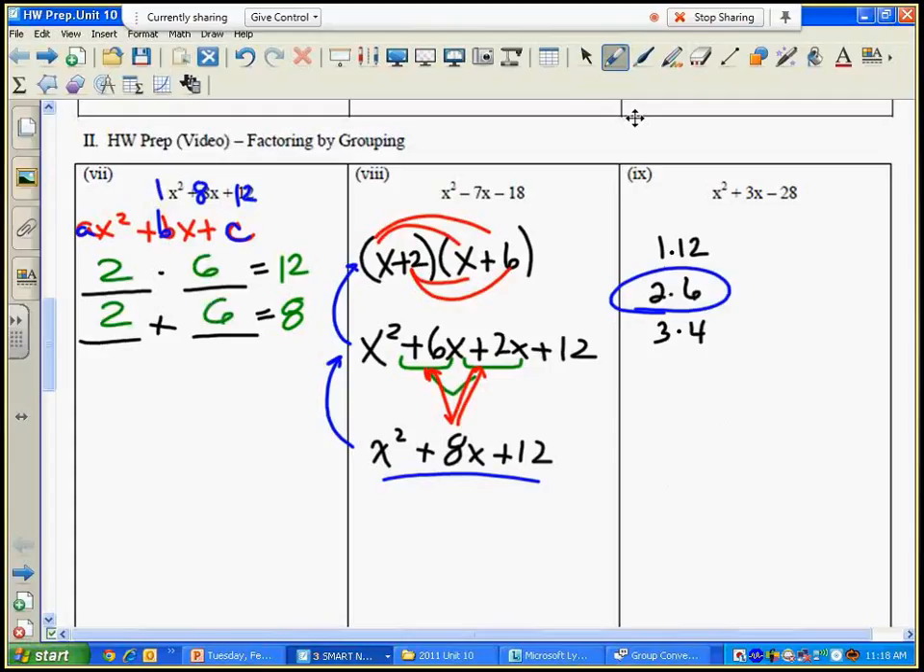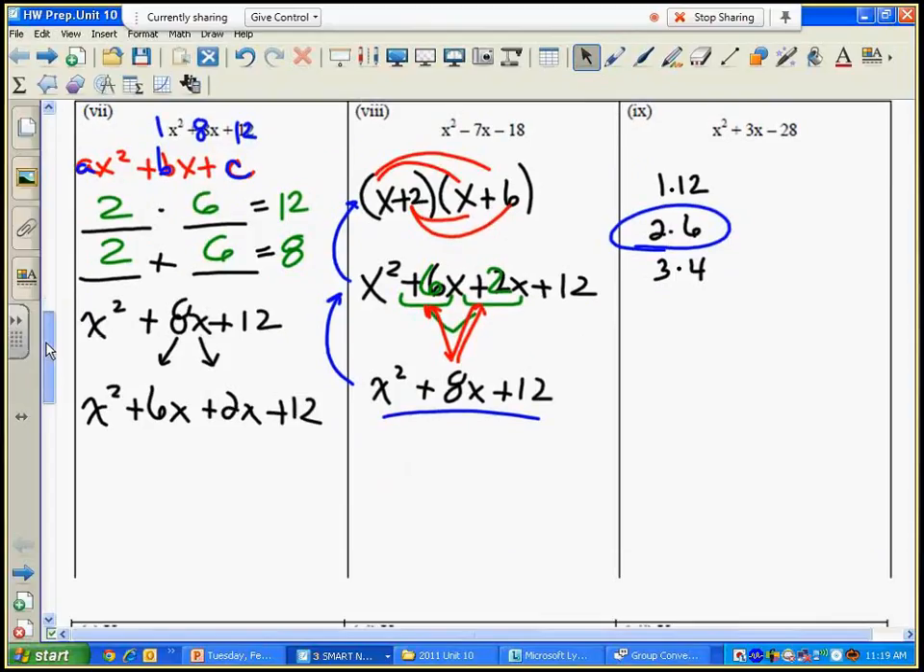Also notice that those are the two numbers over here that were added together to get the 8. So the first part of factoring by grouping is splitting that middle term up into two separate terms. And here's what it looks like. X squared plus 8x plus 12. The 8x gets split into 6x and 2x.